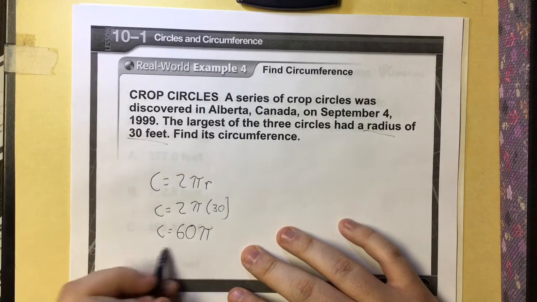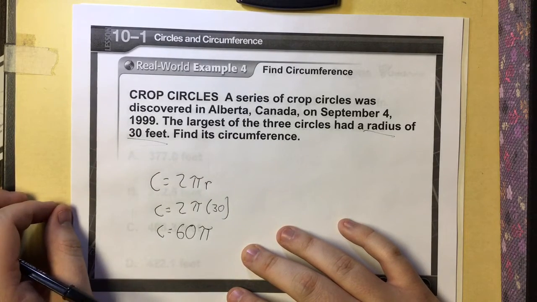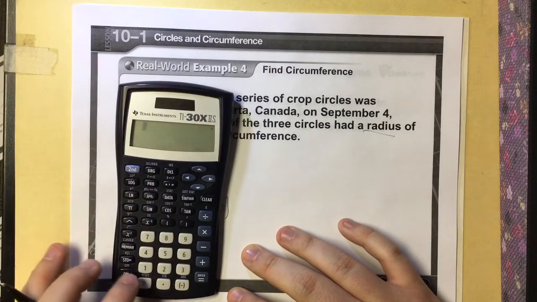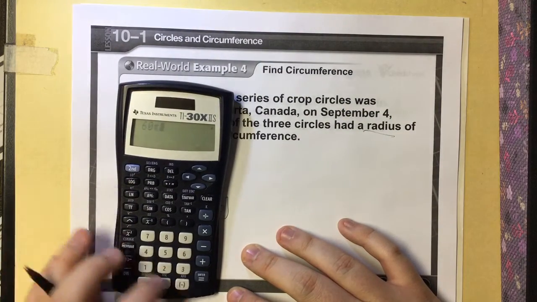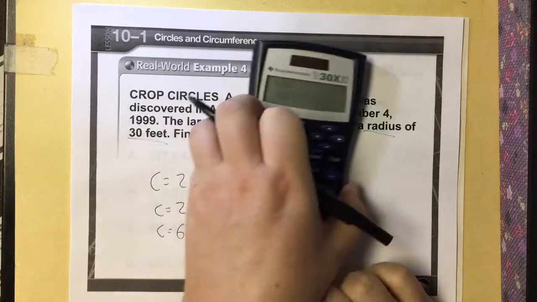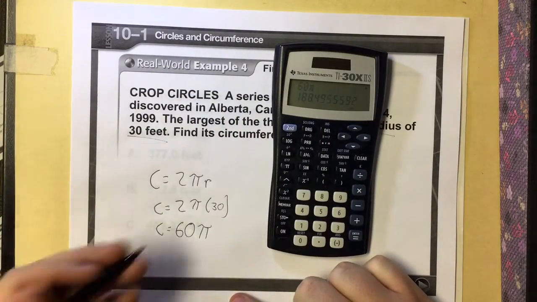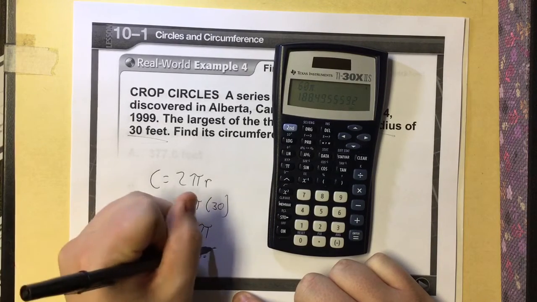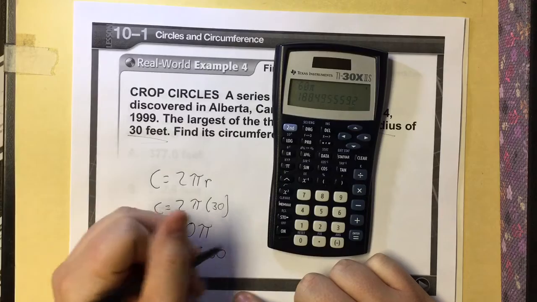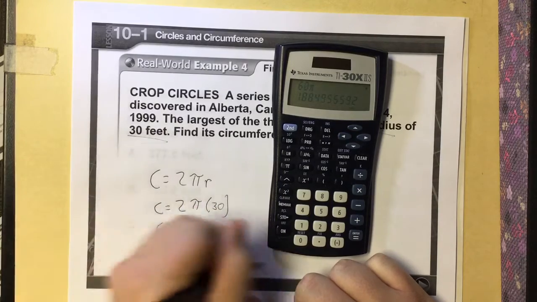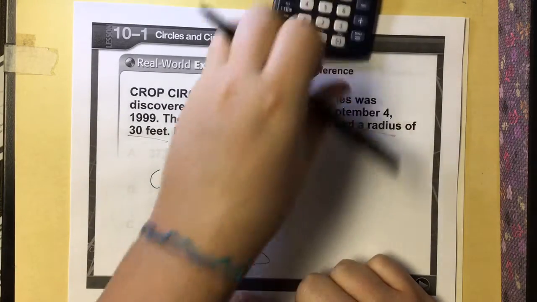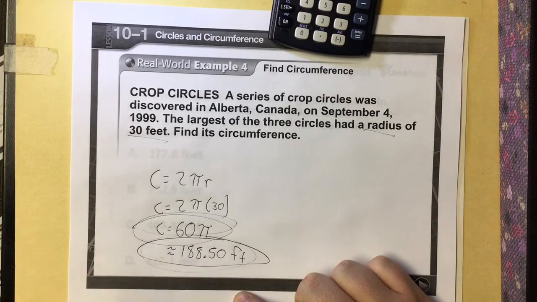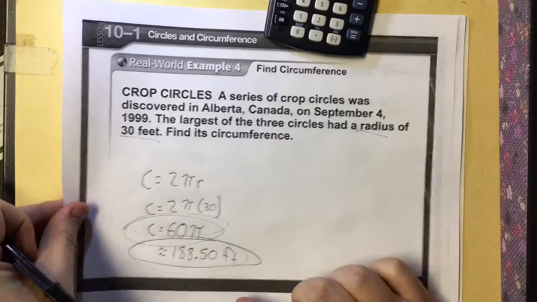Sometimes we'll ask you for an exact answer and you'll just leave it right there, 60 pi. Other than that, we can type it in our calculator to get a better idea. 60 times pi, 60 times 3.1415 and so on, is about 188.50, rounding off. And since everything was in feet, that is also in feet. So this would be the exact answer, and this would be rounded. It depends on what the directions ask you for.